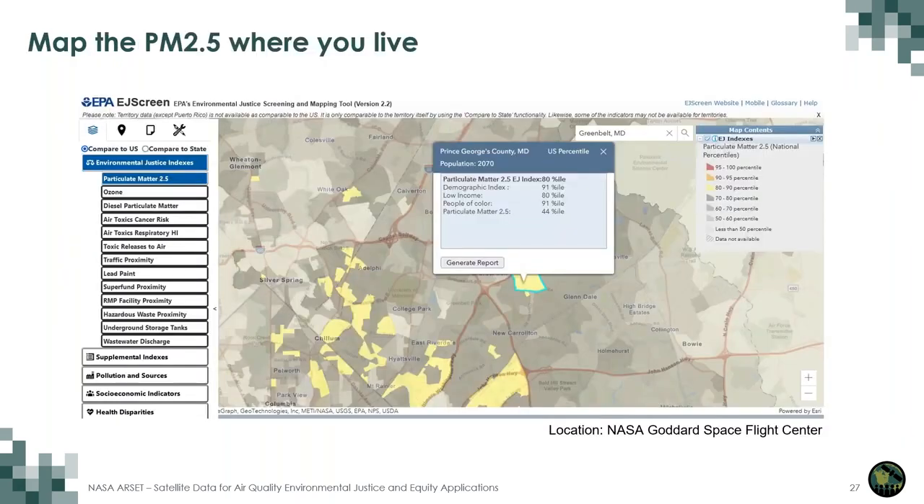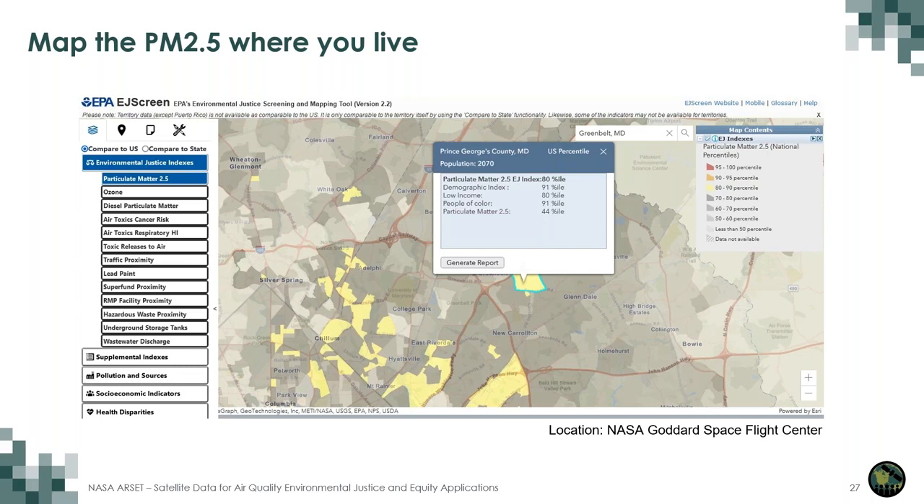If you'd like more information and think about this question further about how satellite data and nitrogen dioxide can add value to these EJ mapping tools, I suggest looking at EPA's EJScreen tool and mapping particulate matter in your area, fine particulate matter, or PM2.5. So this is a map of PM2.5 in Prince George's County, Maryland, where NASA Goddard Space Flight Center is located. And you can see quite a bit of heterogeneity in PM2.5.